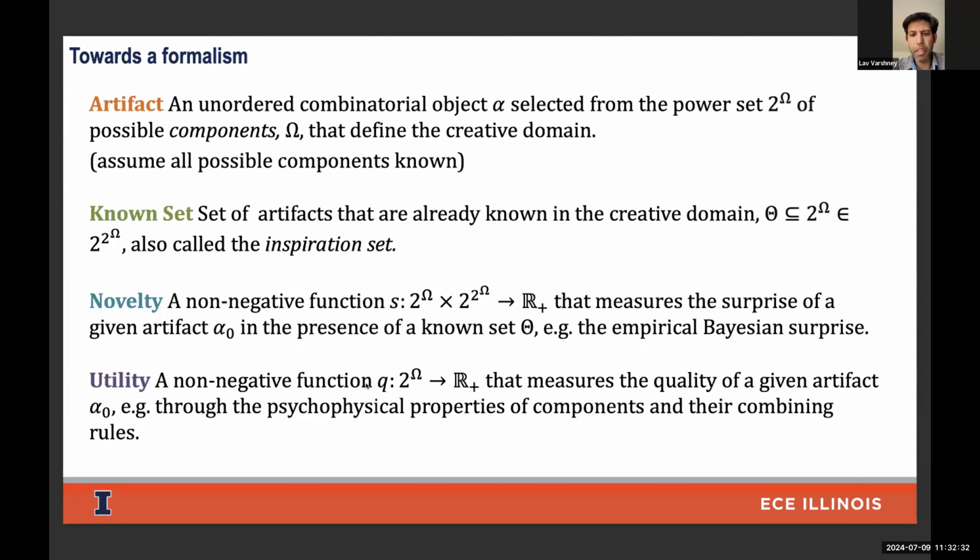One example of this is the Bayesian surprise. And then utility or functionality is also a non-negative function that maps from the artifacts to the positive reals. It measures how good something is. One can also extend that to be from 2 to the omega cross 2 to the 2 to the omega to the positive reals, because often the context matters. So what's already known actually influences how functionally useful something is.